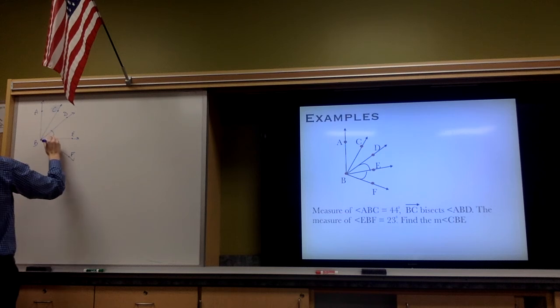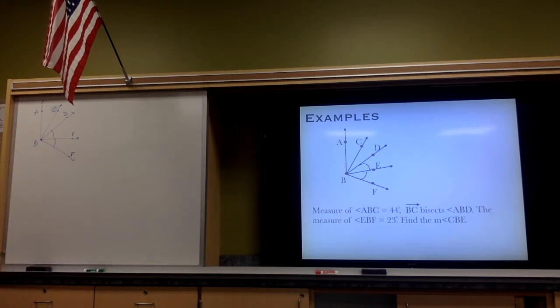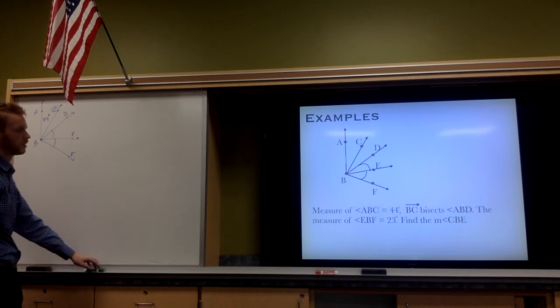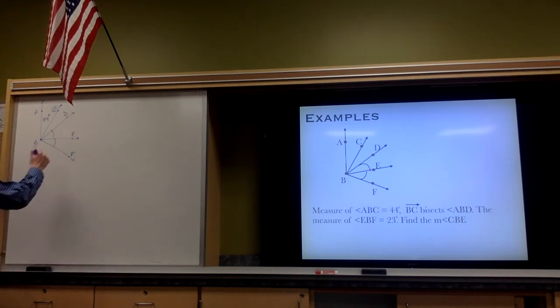Okay. And this is honestly the same setup. It's just getting you used to hearing and seeing the notations. So ABC is 44 degrees. BC bisects ABD. The measure of EBF right here is 23 degrees. CBE is what I'm trying to figure out. So that green angle. And pause the video and try it out yourself.